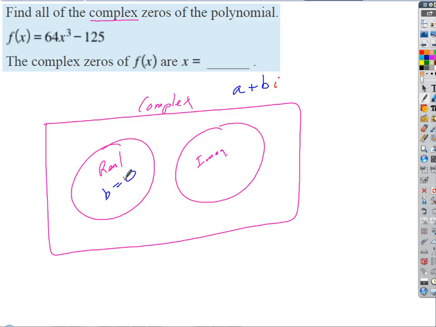The set of pure imaginary numbers is the set where there's no real part, where all it has is some number times i. That's where a is equal to 0. But there's a whole bunch of other numbers here that have both real parts and imaginary parts, and those would be all the rest of the complex numbers. All of these are complex numbers, right? So complex numbers would include real zeros, and it would also include zeros that have i's in them. So we're expanding our search a little bit, okay?